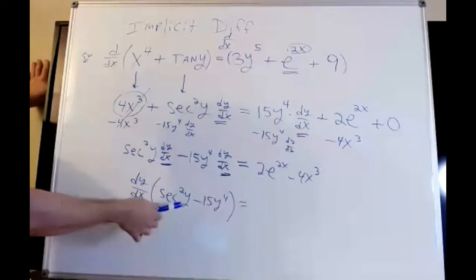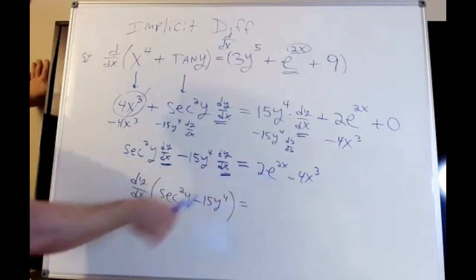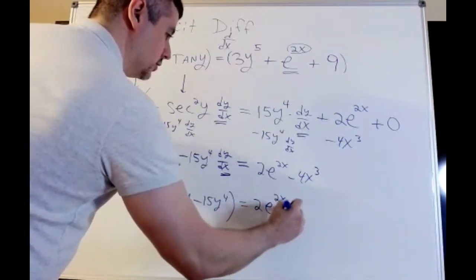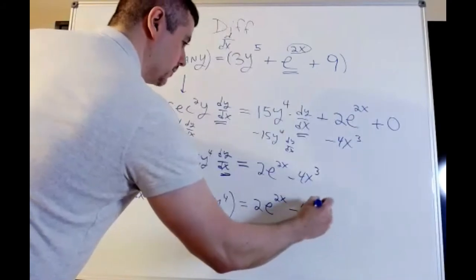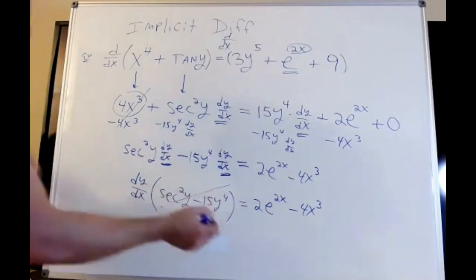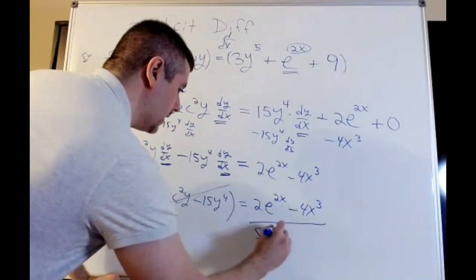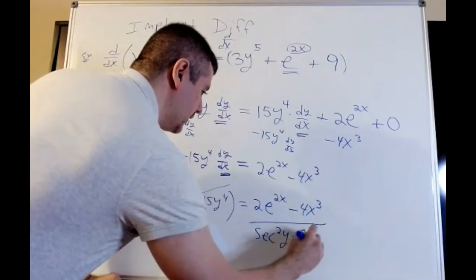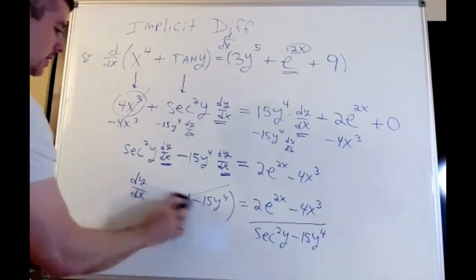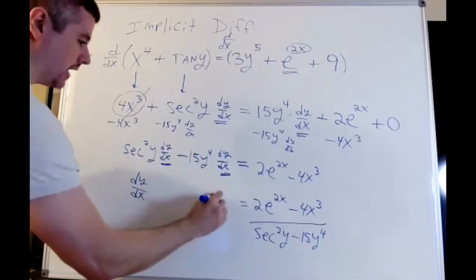I'm running out of room, so I have no choice but to do what I'm about to do. This is going to divide to underneath that. So I'm just going to put it there in the next step. This is still there. The 2e^2x minus 4x^3. So I'm going to divide this. You divide both sides by this. So now it goes underneath here. So you put secant squared y here minus 15y^4. Right? I divided it away. Poof! It's all gone.